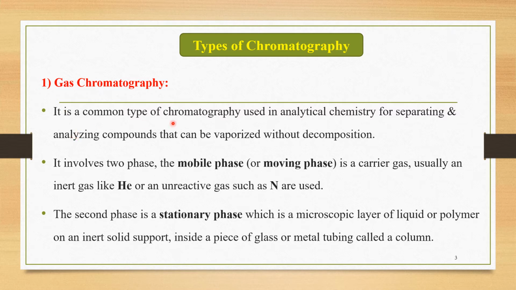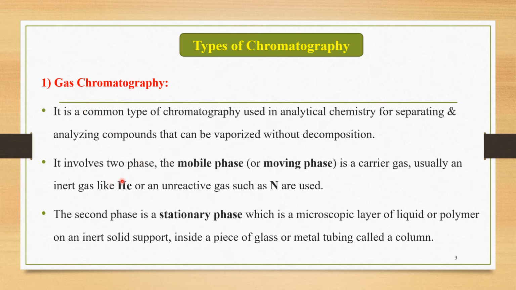It is a common type of chromatography used in analytical chemistry for separating and analyzing compounds that can be vaporized without decomposition. So this chromatography is useful for the separation and analysis of compounds that can be vaporized without decomposition. In that vapor state, we have to study or analyze the given compound. For this purpose, we commonly use gas chromatography.